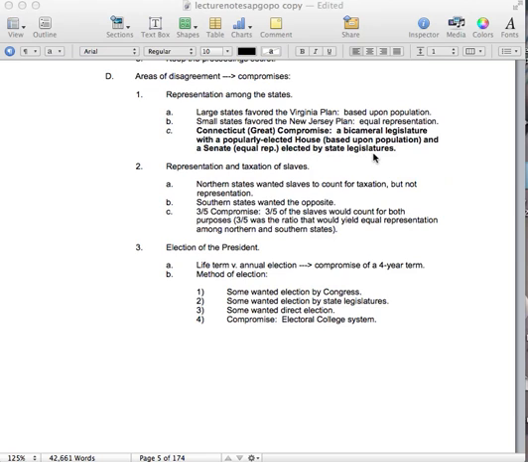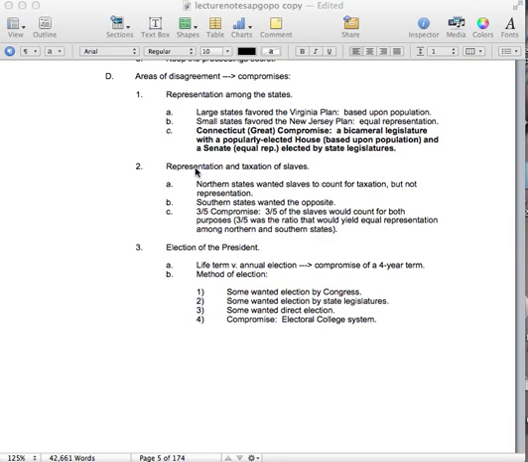And this says elected by state legislators. This was the case until the 17th Amendment. So realize at this time it's elected by state legislatures, which is basically a good old boys network. So these are three very important things here: the Virginia plan, New Jersey plan, and the Great Compromise. So we resolved the representation among the states issue with the Great Compromise.